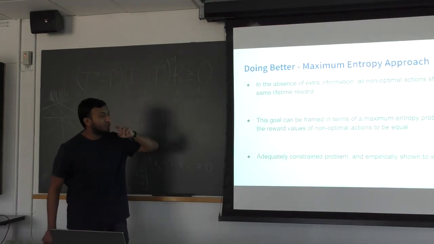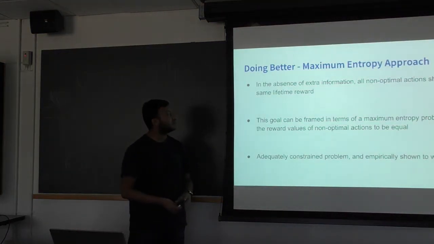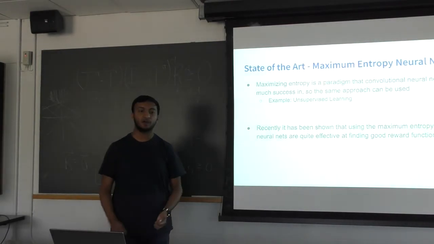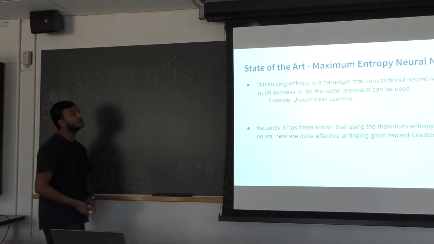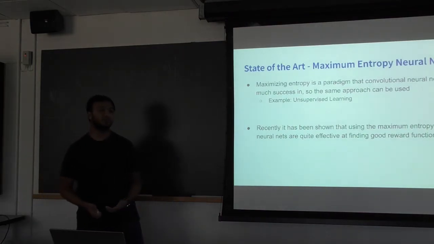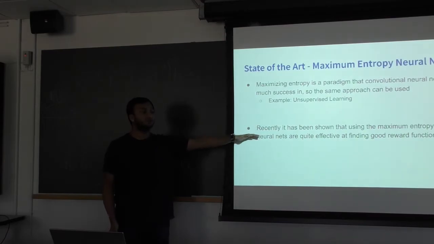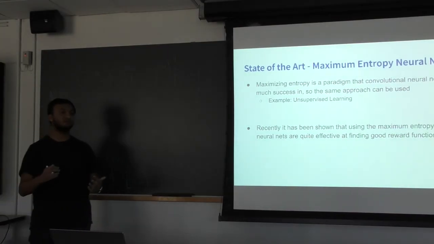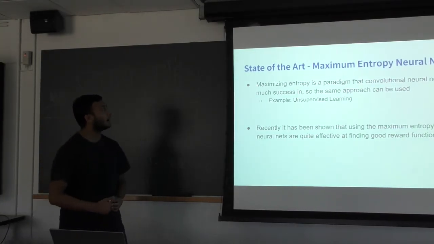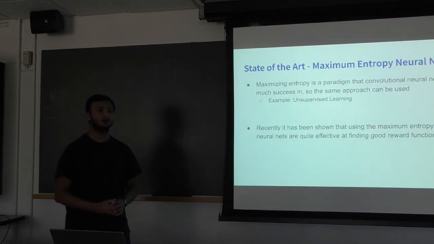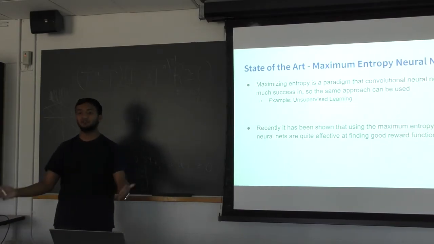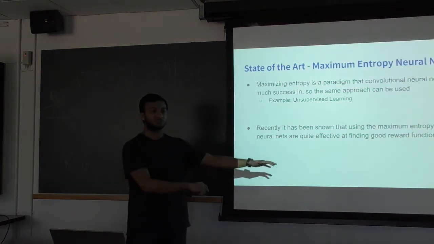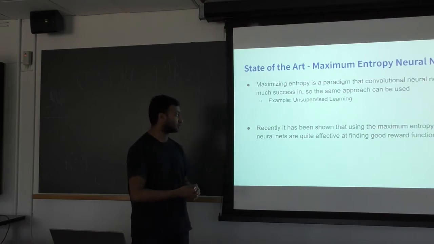So I mentioned the word maximum entropy here, and it just has to do with how they actually implement the idea that all non-optimal actions should have the same lifetime reward. But the reason I mentioned maximum entropy is because some of the state-of-the-art in inverse reinforcement learning involves neural nets. And specifically, it involves neural nets because maximizing entropy is a paradigm that neural nets are very good for, right? There was kind of a problem of unsupervised learning where you aren't given labels and you ask a neural net to try and figure out differences between pictures, essentially. And in something like that, what ended up working very well is a neural net that maximized entropy. So using the same formulation of maximum entropy between the non-optimal actions, you can get similar types of neural nets to work very well for finding reasonable reward functions.